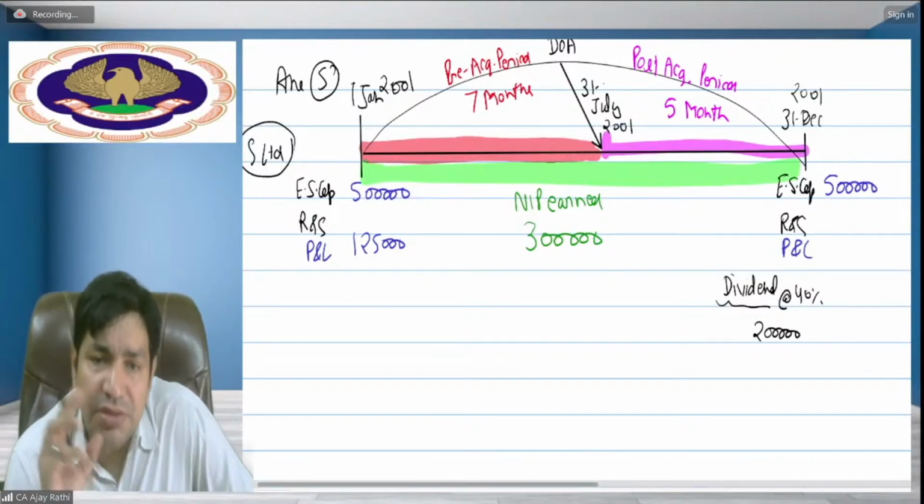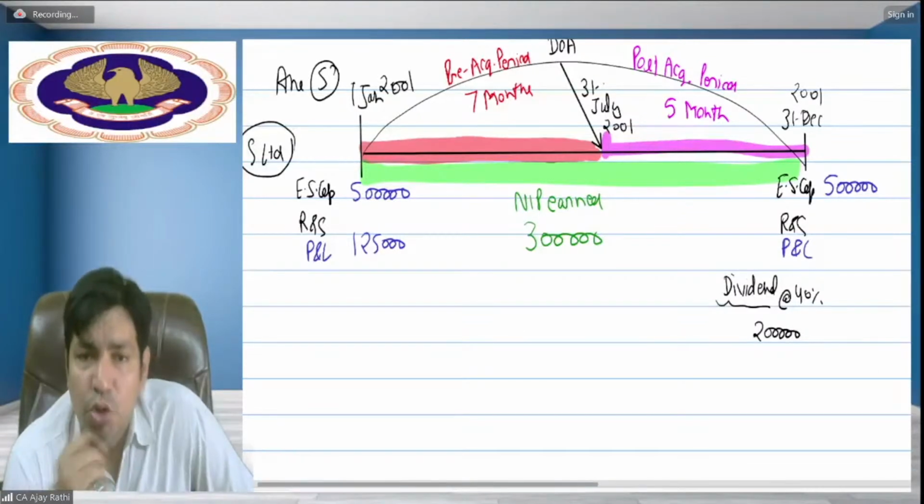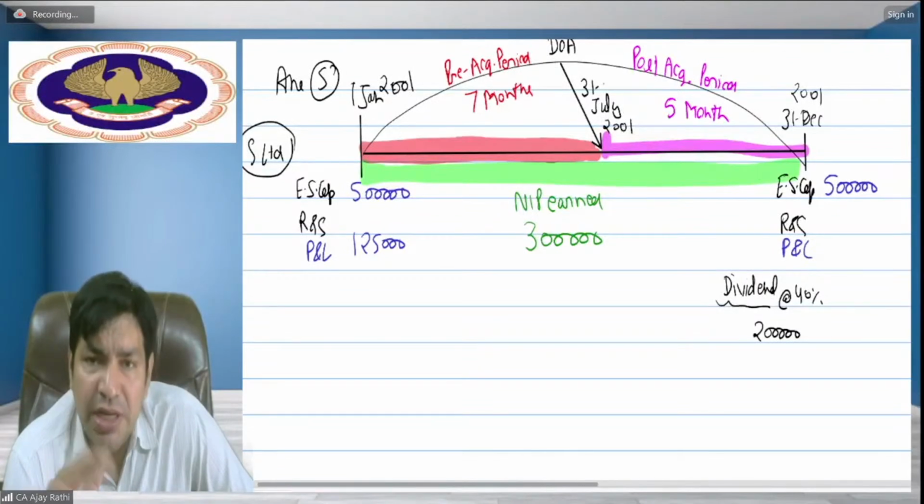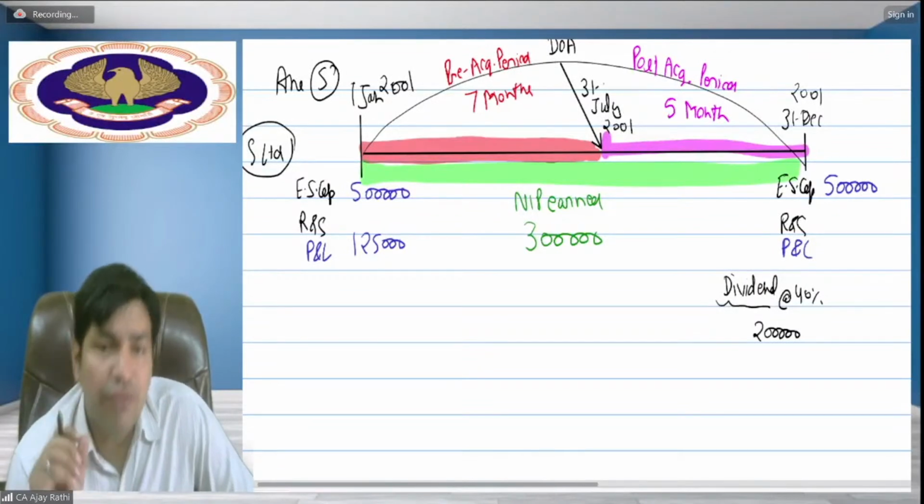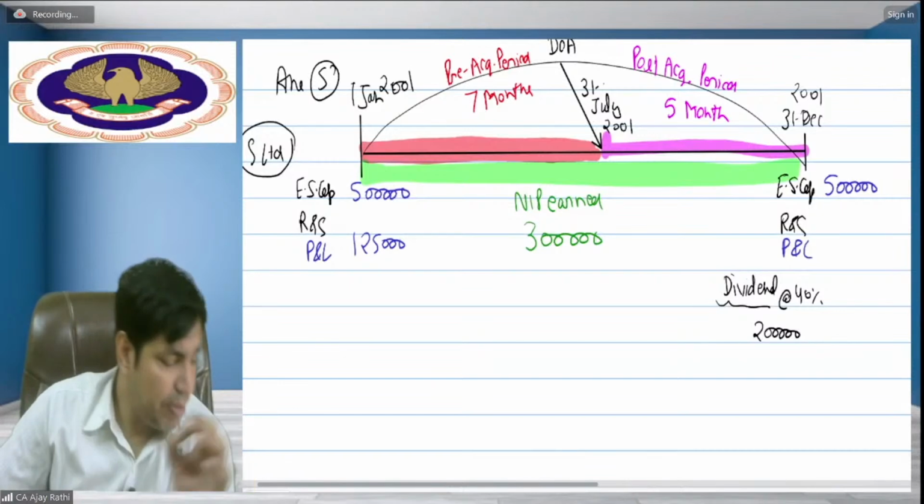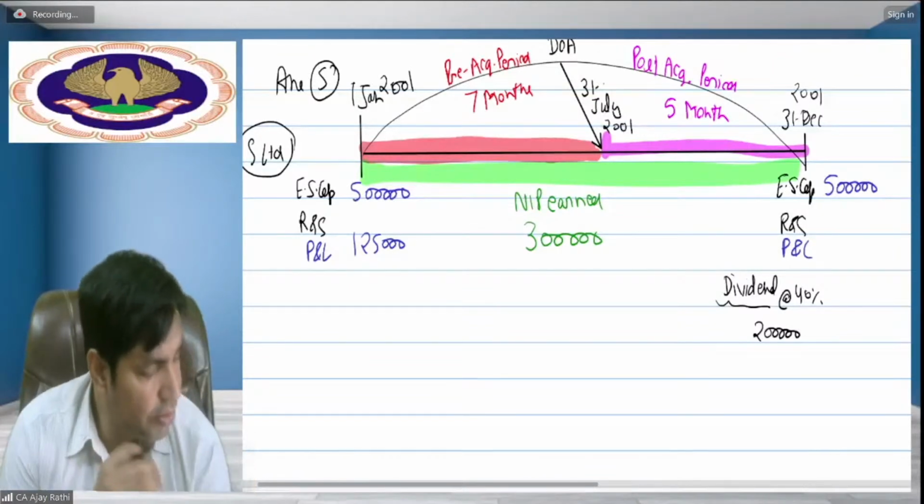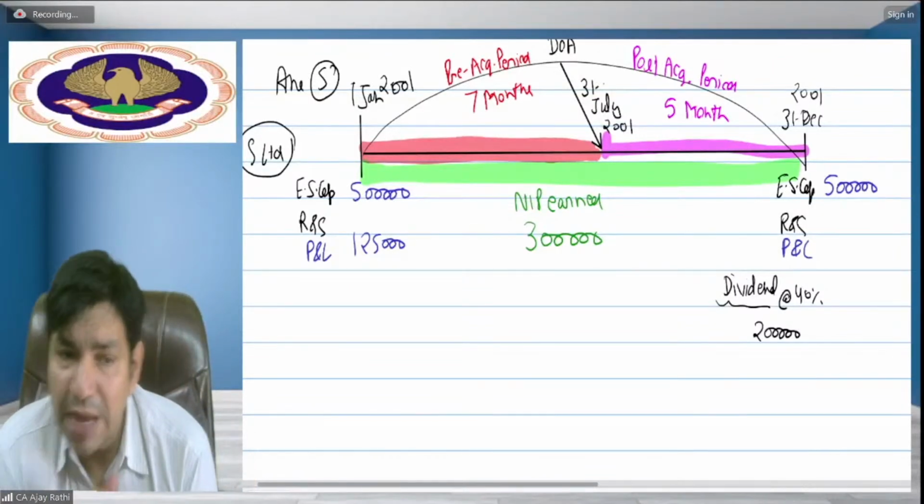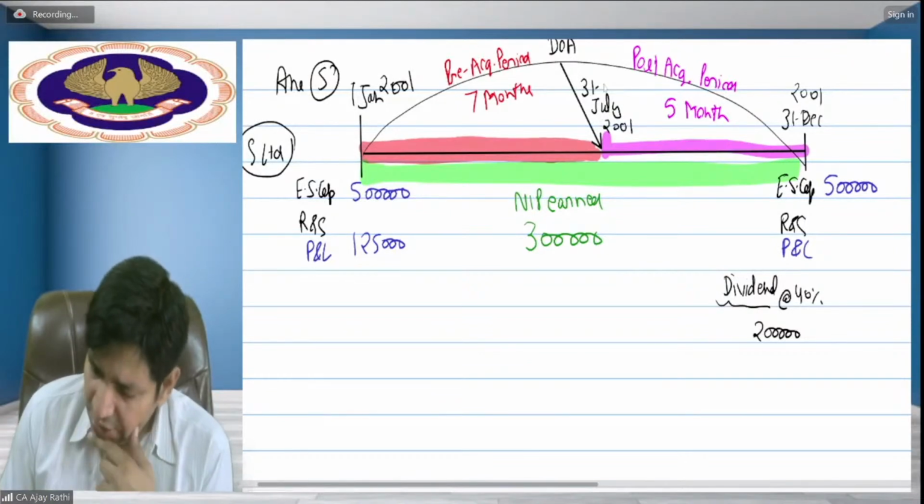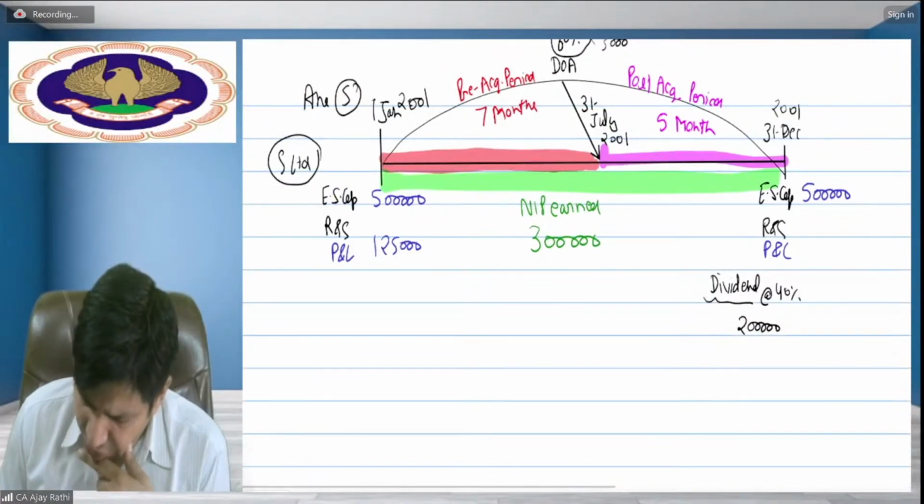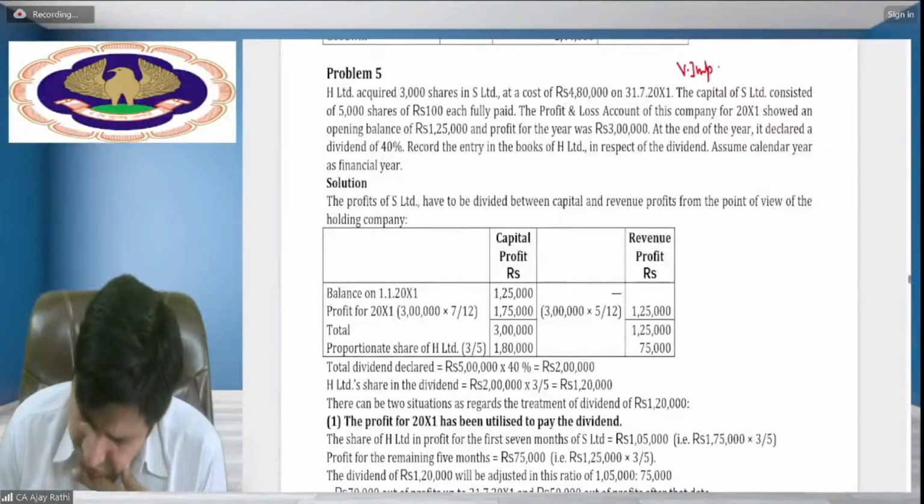No, because such 2 lakh was being added back to get the amount of profit earned, and the question has already given us the profit earned. So we can now directly move to step number 2. Please read this question carefully. What is the question saying?